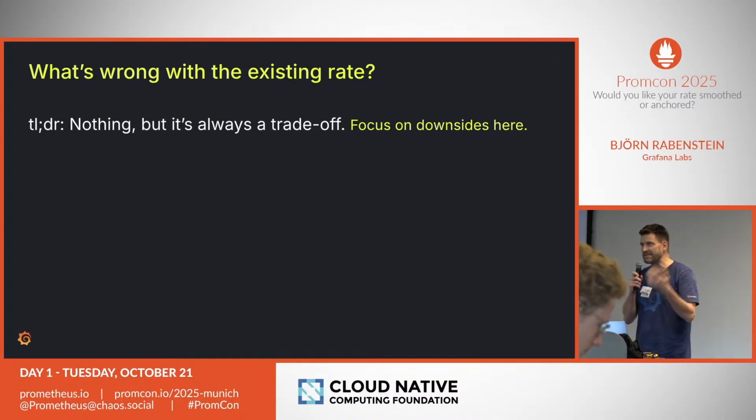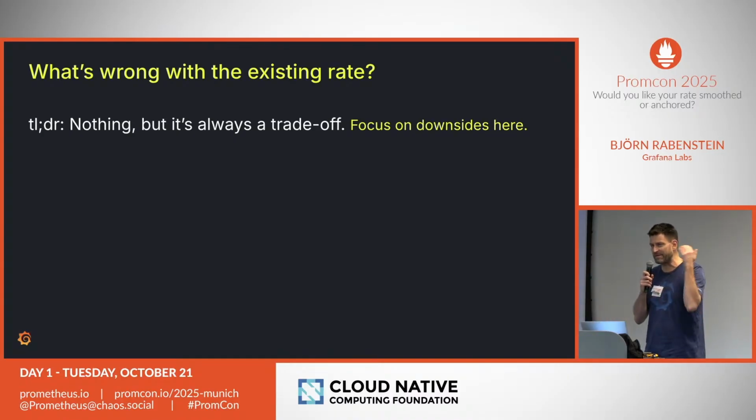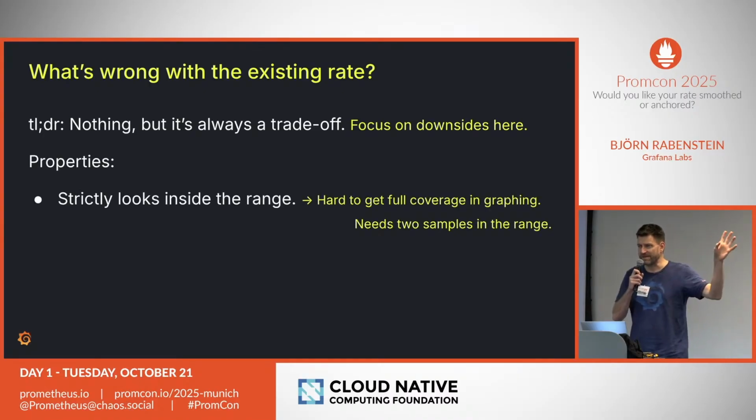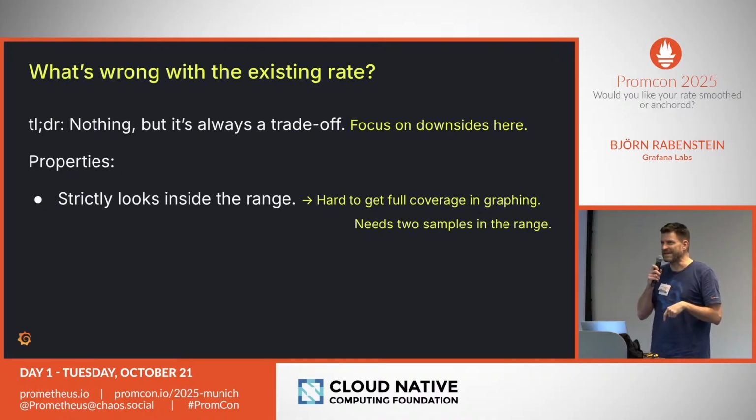Now, it's not perfect. It's always a trade-off, and that's the problem. This is a lightning talk, so I won't discuss the trade-off because it takes too long. I just focus on the downsides. So the existing rate has the following properties, and this is the mother of all problems. To quote the prime minister of this beautiful country we're in: strictly looks inside the range.